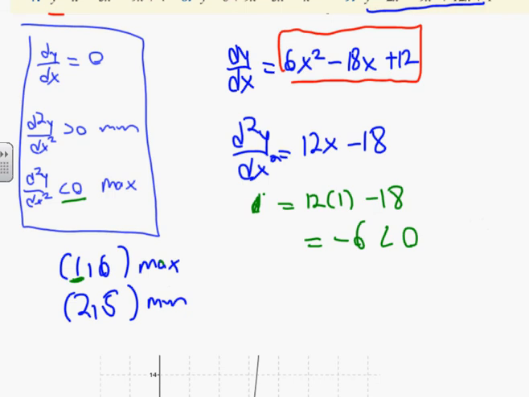It says it to the left, okay? So, then we've got to try which one after that. 12 times 2 minus 18. 24 minus 18. 6. 6 is bigger than 0. That makes it the minimum. Okay, guys.